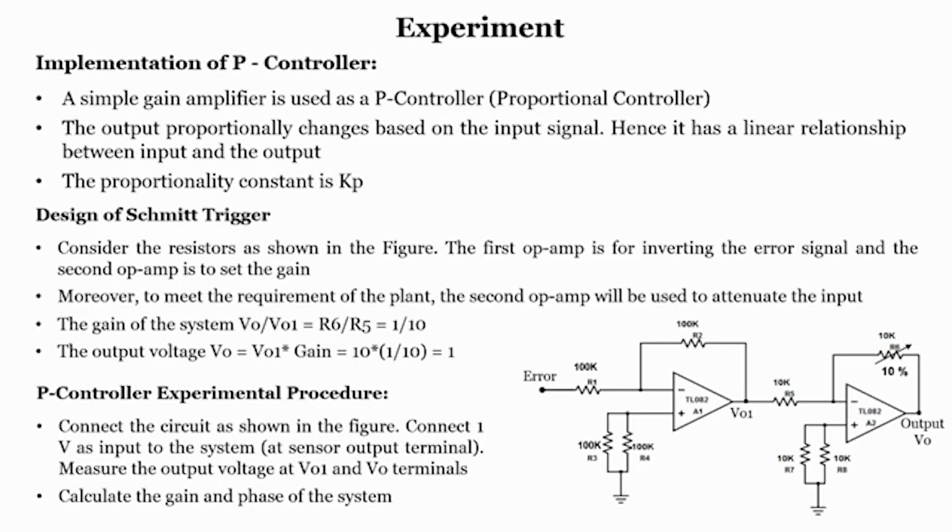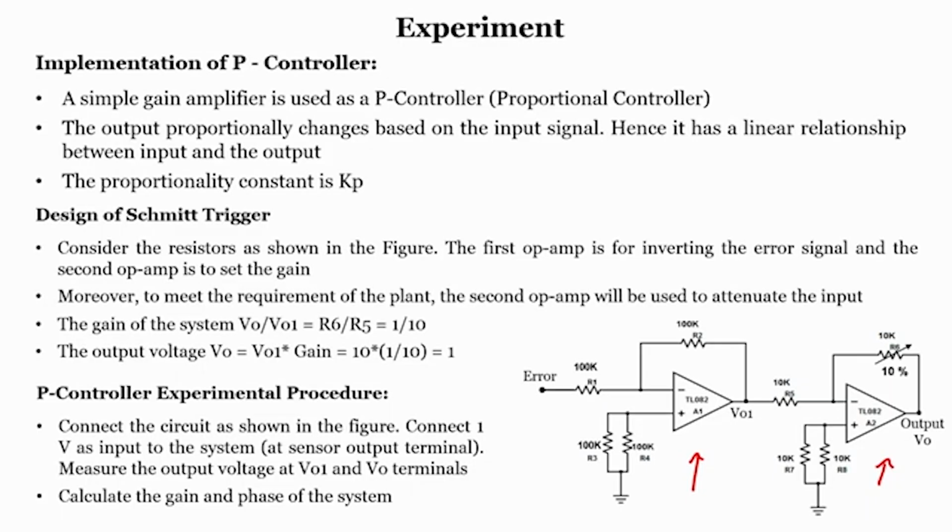Design of the controller. So, if I consider the resistors as shown in the figure, I can design a proportional controller very easily. The first op amp is for inverting the error signal, and the second op amp is to set the gain, right. So, this one will help us to invert the signal, and this one will help us to adjust the gain. Moreover, to meet the requirement of the plant, the second op amp will be used to attenuate the input.